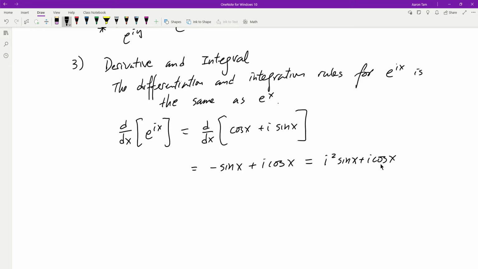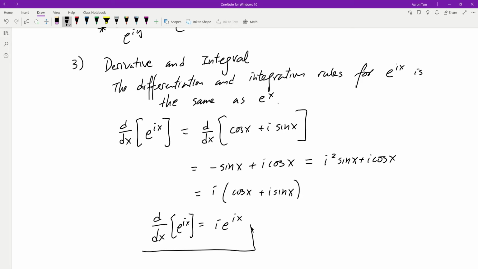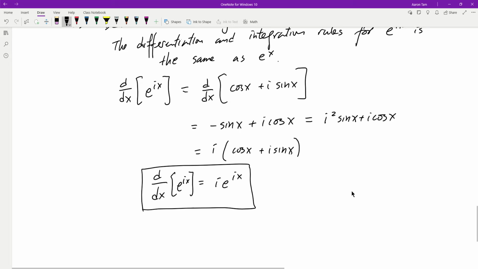And now you can see that I can factor out an i from both of them. And when I do that, I get cosine x plus i sine x. Voila! That means this is equal to i e to the ix. That is what d over dx of e to the ix equals. And that follows the differentiation rule that we know.